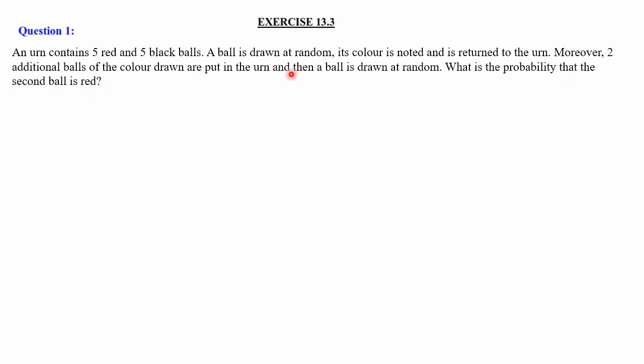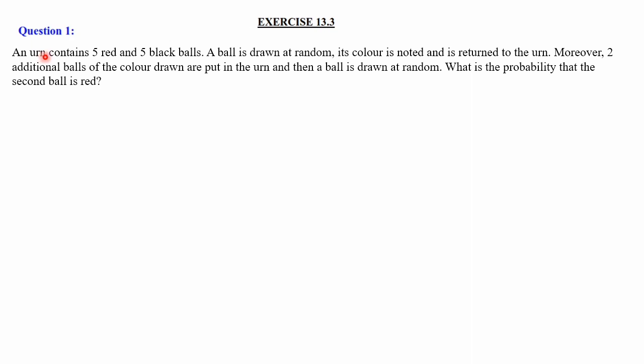Let's go through the question again. An urn contains 5 red and 5 black balls, total 10 balls. You are choosing a ball at random and its color is noted, and then you are keeping the ball back. And whichever color you have noted, of the same color 2 more balls you are adding to the urn. Then you are taking the second ball, and we have to find out the probability that the second ball is red.